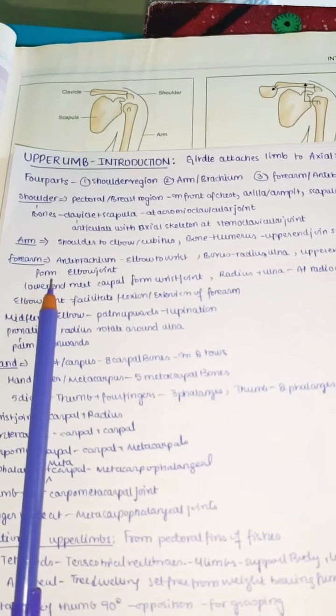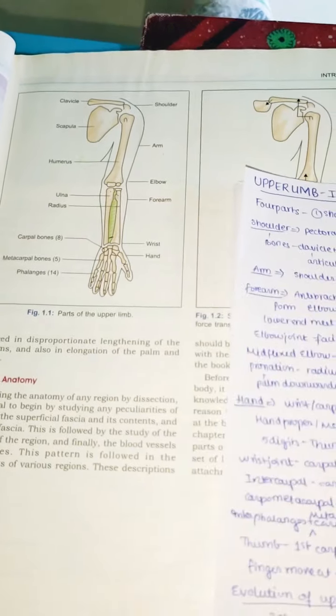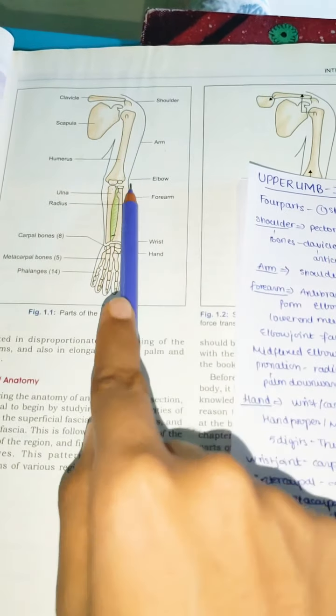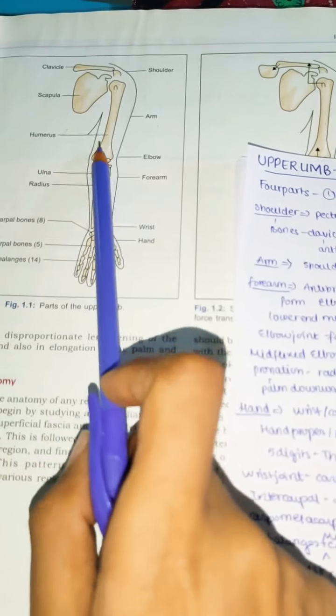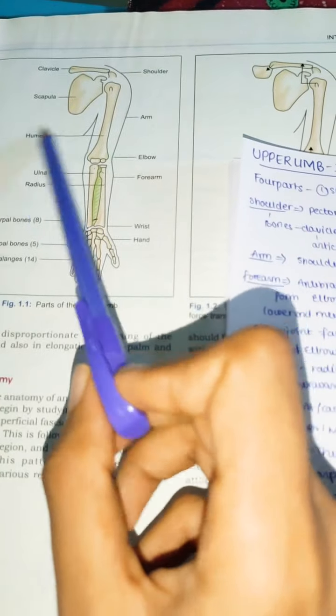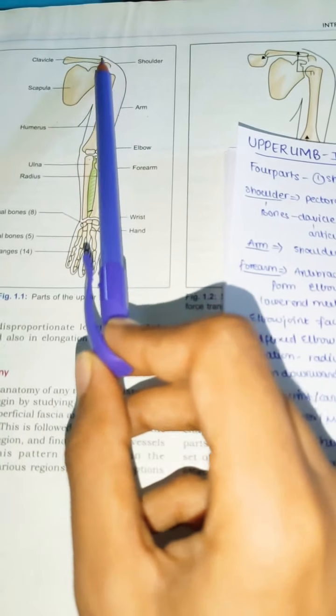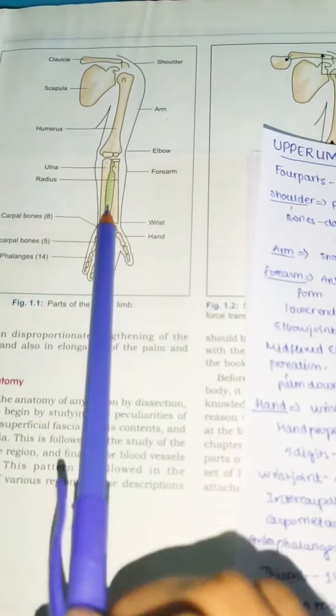So now we will see the arm. So arm is nothing but it's starting from the shoulder. So you can see arm is starting from the shoulder, it's ending till the elbow. Elbow is also called as cubitus. So the bone which is mainly making the arm is our humerus. So its upper end joins the scapula, and they form the shoulder joint, and the lower end joins with the elbow.